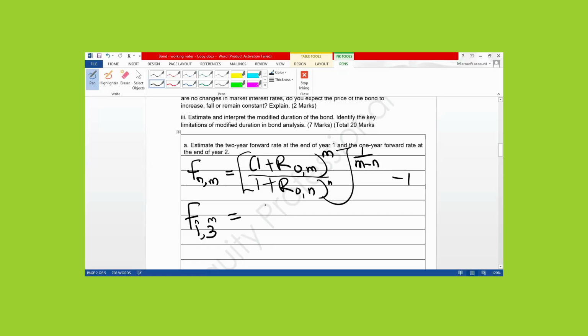Now go back to the formula. 1 plus R. M is now 3. Put 3 here. Close your bracket. Raised to power M, M is now 3. Divided by 1 plus R, N is now 1, raised to power N, raised to power 1. Close the brackets. 1 over M minus N, which is 3 minus 1.